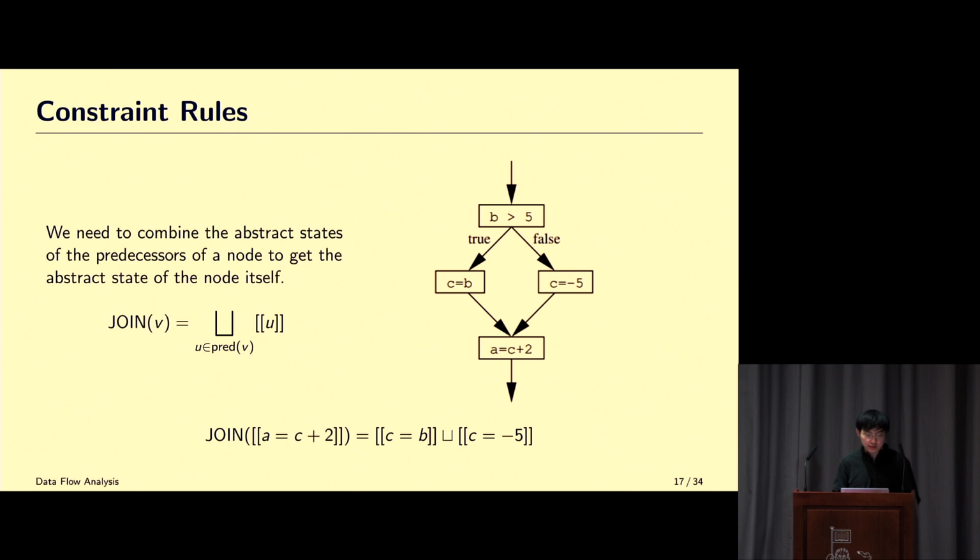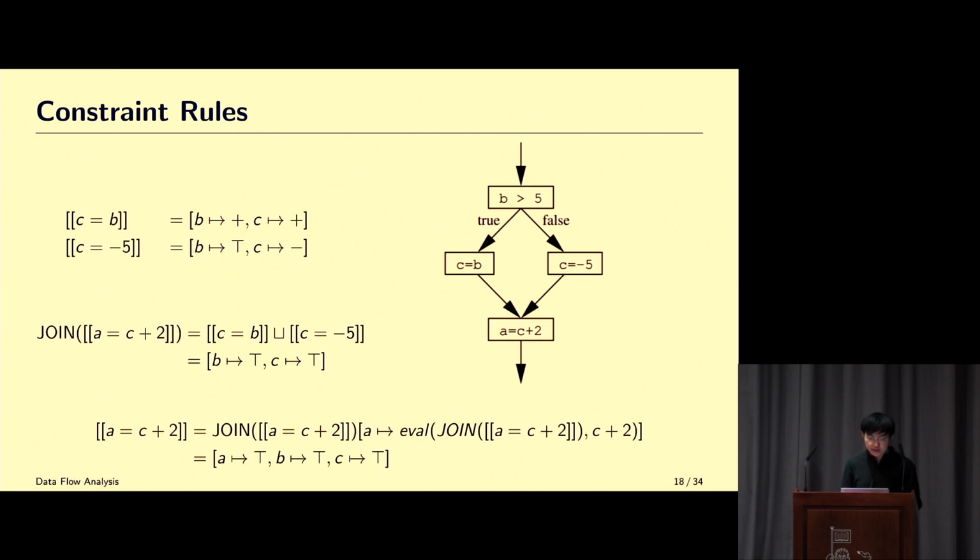So we have this thing called a join function. Basically, what this means is that when we reach the point, for instance, a equals c plus 2, well, what is the sign of c plus 2? That depends on the predecessors of this node. In this example, this is pretty easy to analyze. So your join function would be basically the least upper bound of the previous two nodes.